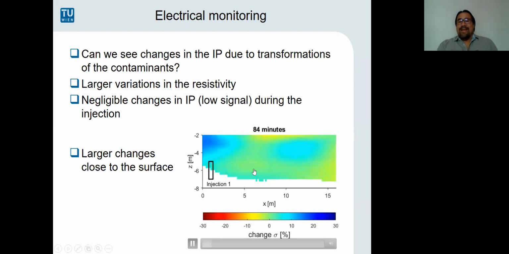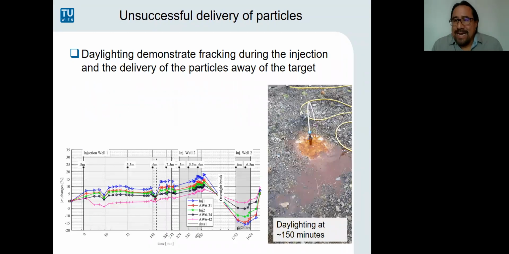Now, again, similar to the previous experiment, the response is not where we are expecting, close to the injection, but close to the surface. This was again showing that the particles were not correctly delivered. We actually had this daylighting, the particles were flowing to the surface, actually upgrading from the injection point. So in this case, we have a visual confirmation that the geophysical images are right, that we don't see the response to the particles because they were not properly injected.